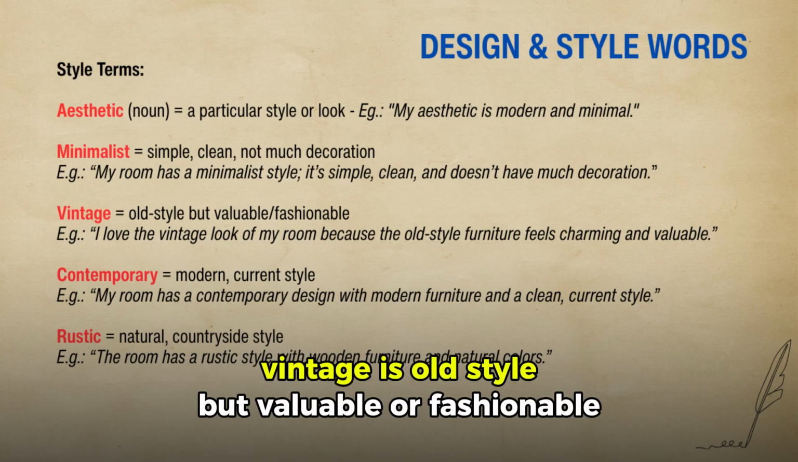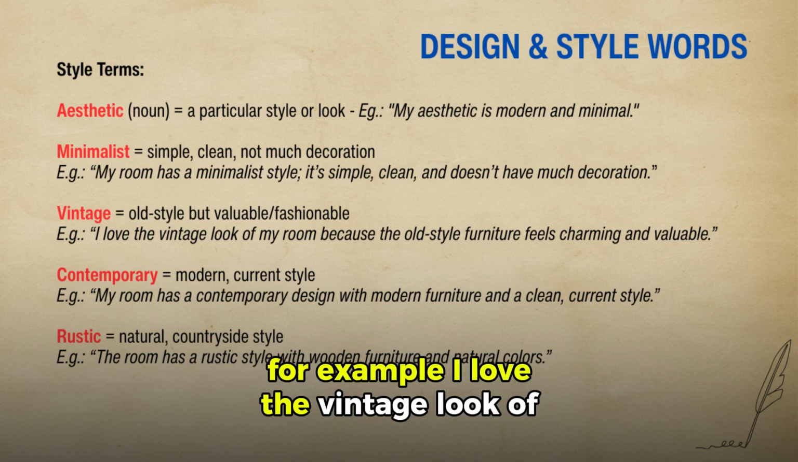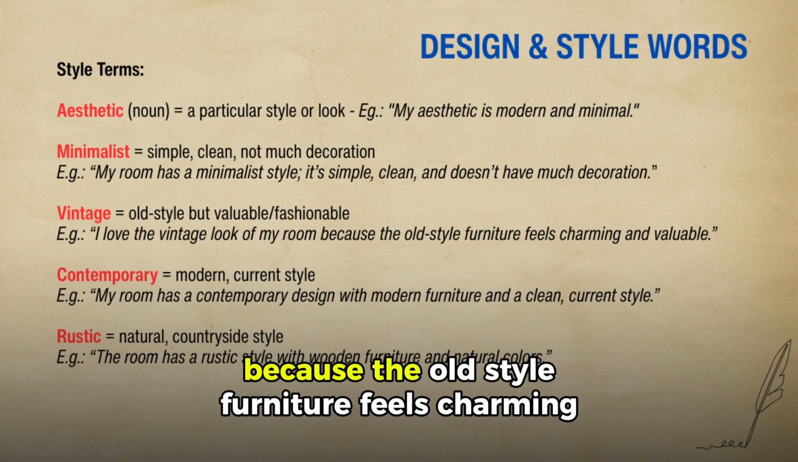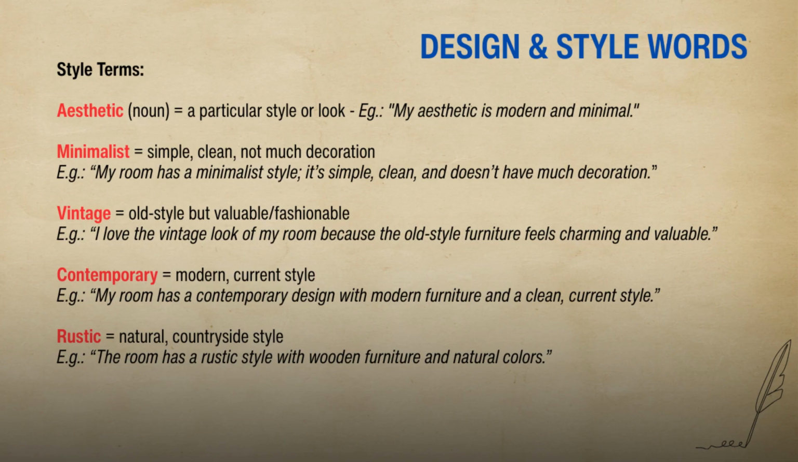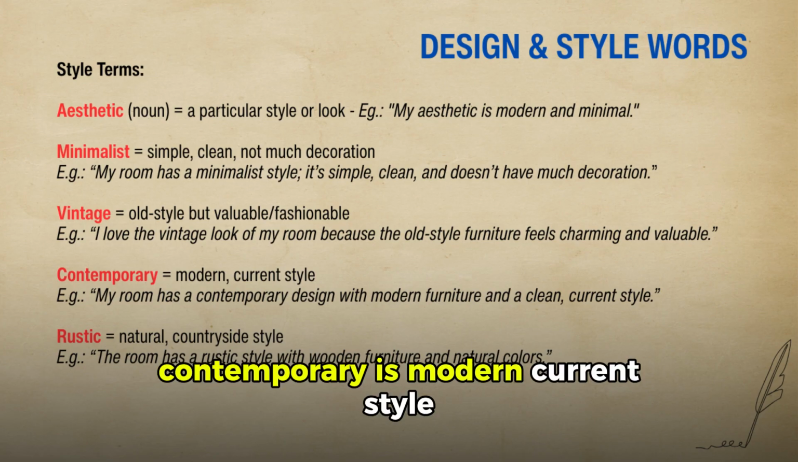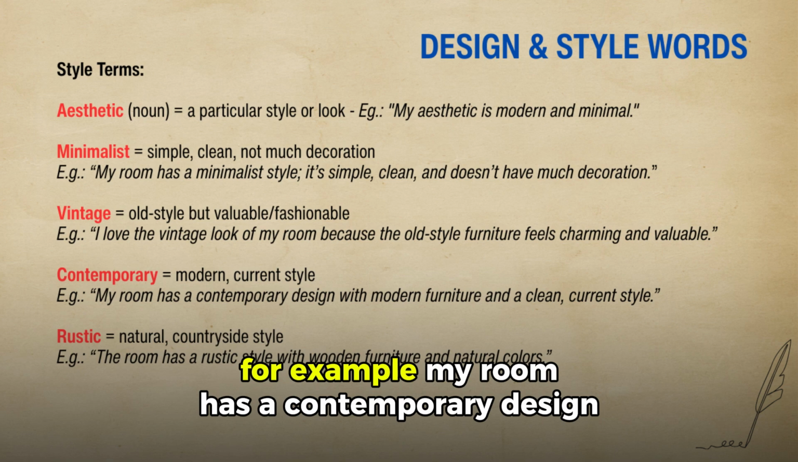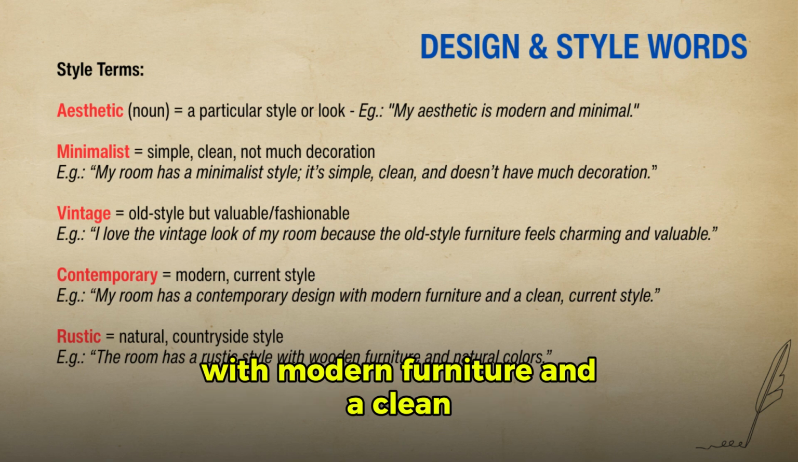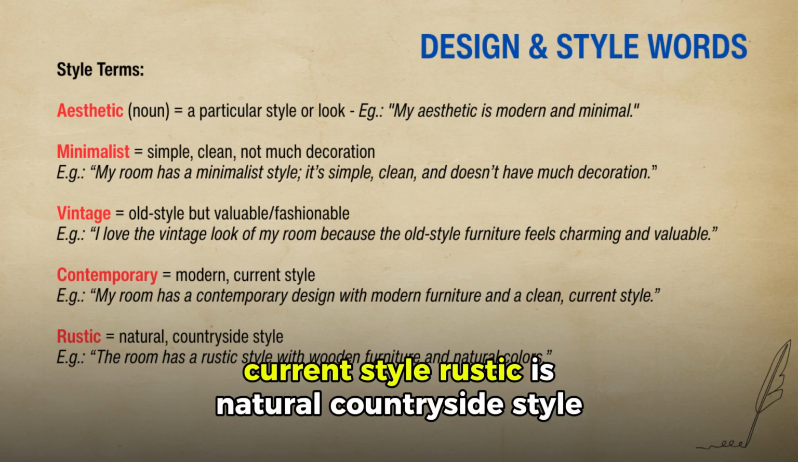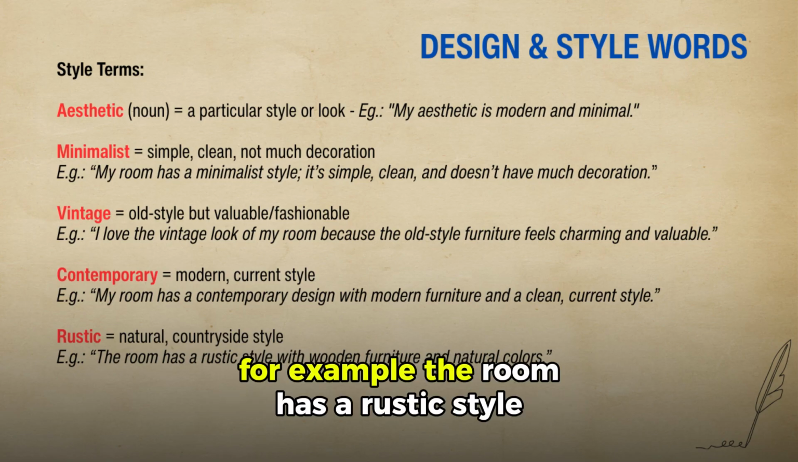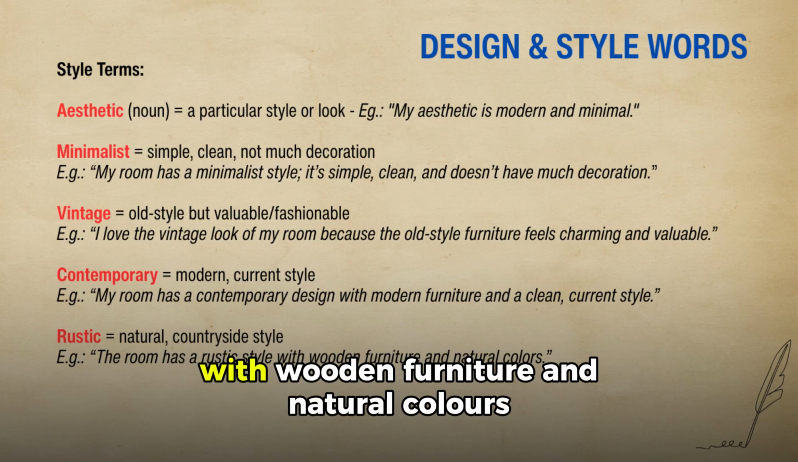Vintage is old style but valuable or fashionable. For example, I love the vintage look of my room because the old style furniture feels charming and valuable. Contemporary is modern, current style. For example, my room has a contemporary design with modern furniture and a clean, current style. Rustic is natural, countryside style. For example, the room has a rustic style with wooden furniture and natural colors.